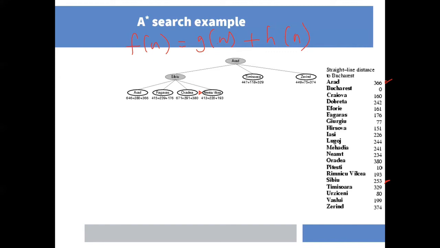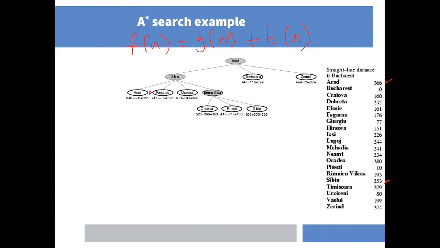And then let's take a look at the evaluation function, the value for f of n. For Arad is 646, Fagaras it's 415, 671, and so on. So the lowest is Rimnicu Vilcea. So that's the node that we're going to expand.